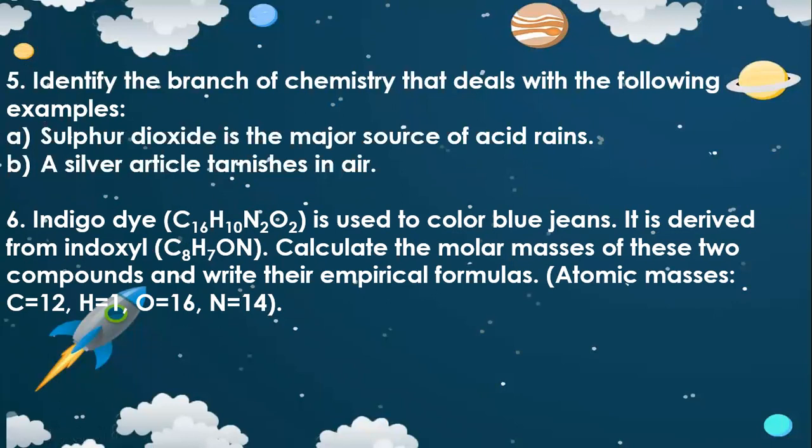Indigo, the formula of indigo dye is C16H10N2O2, is used to color blue jeans. It is derived from indoxyl, C8H7ON. Calculate the molar masses of these two compounds and write their empirical formulas. Atomic masses are carbon 12, hydrogen 1, oxygen 16 and nitrogen 14. You have to determine the molar masses of these two compounds as well as the molecular formulas of these two compounds.